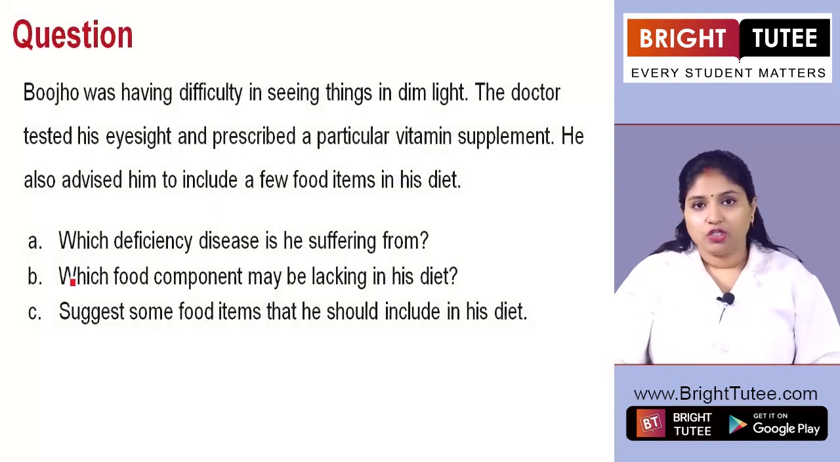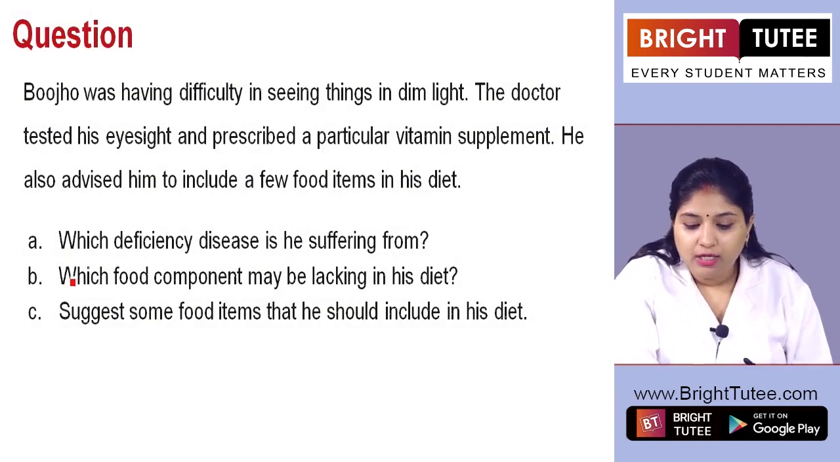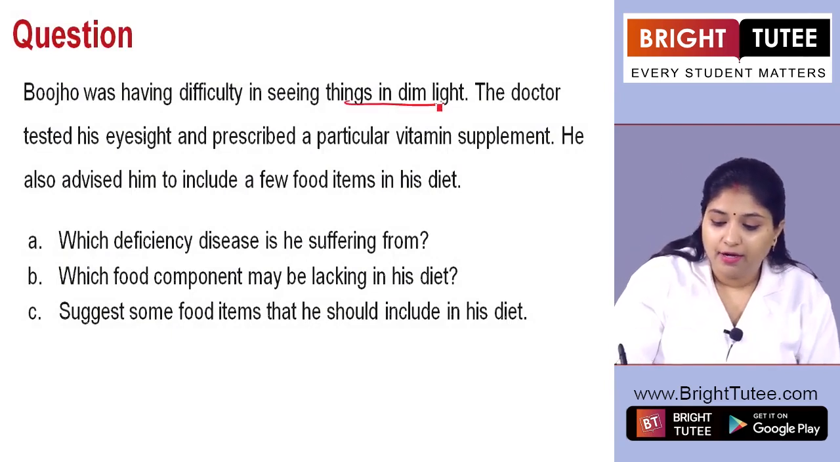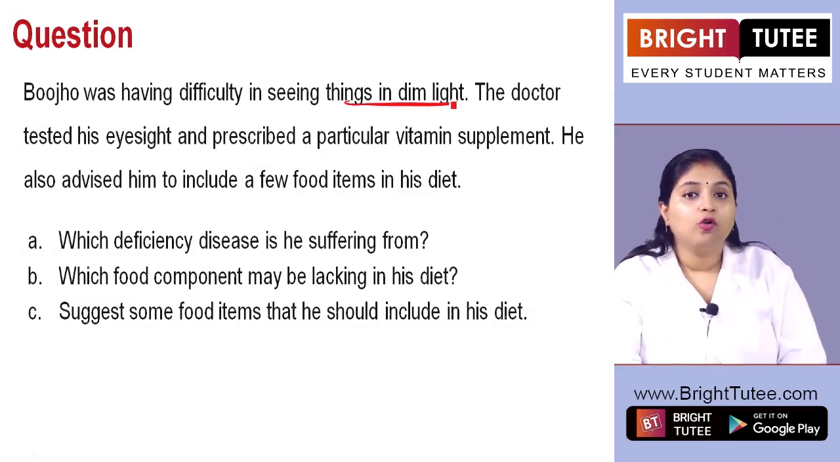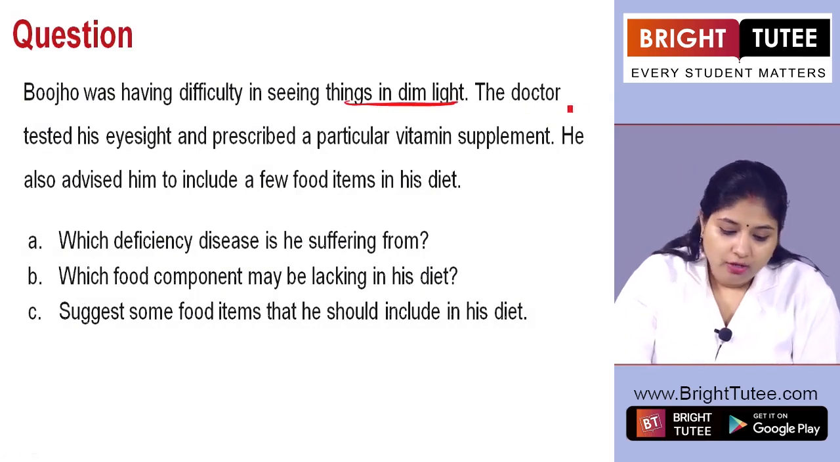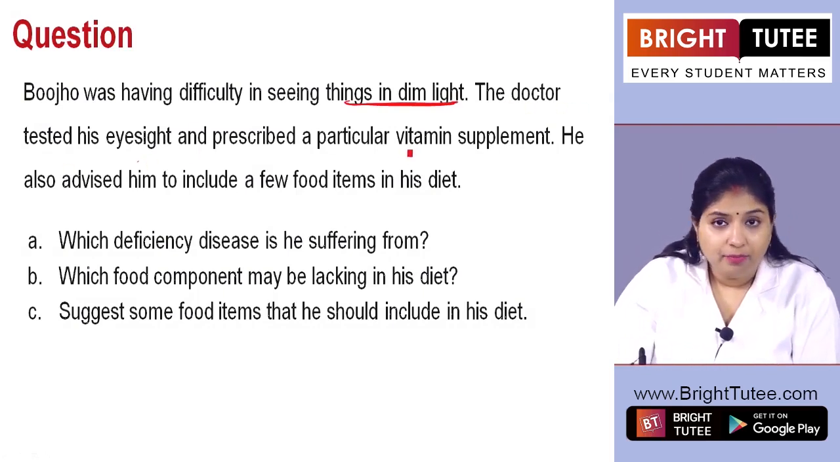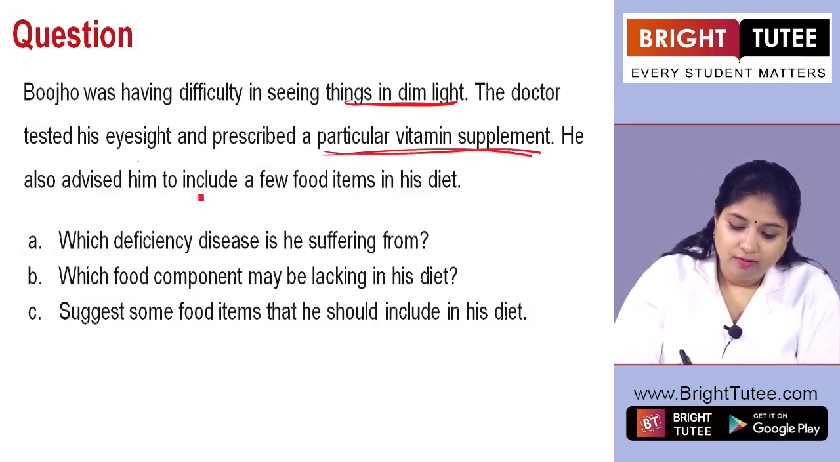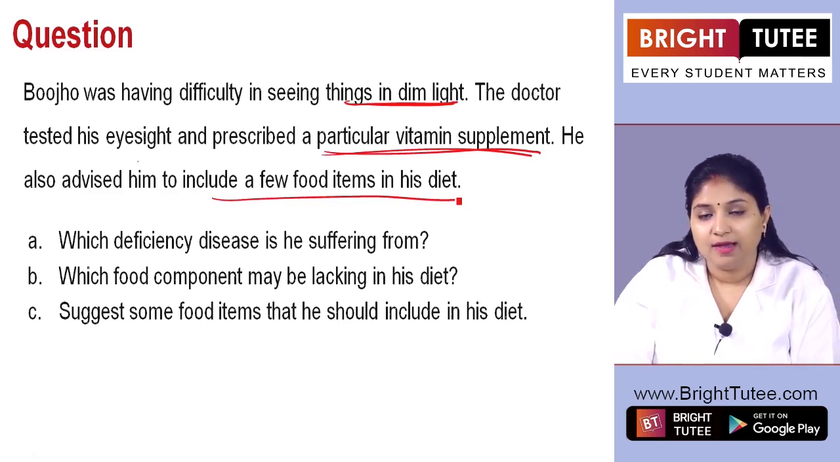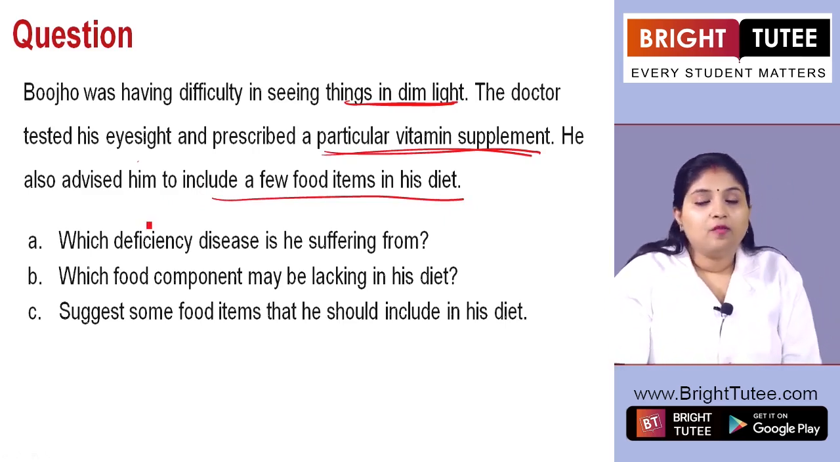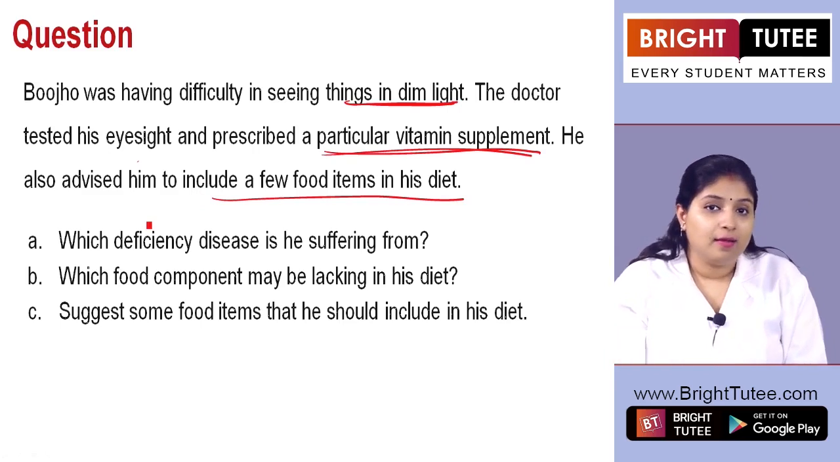Now, next question. Bujo was having difficulty in seeing things in dim light, right? So he did not have a good vision in the dim light. The doctor tested his eyesight and prescribed a particular vitamin supplement, right? He also advised him to include a few food items in his diet. Now, looking at this particular situation, let's answer some of the questions.